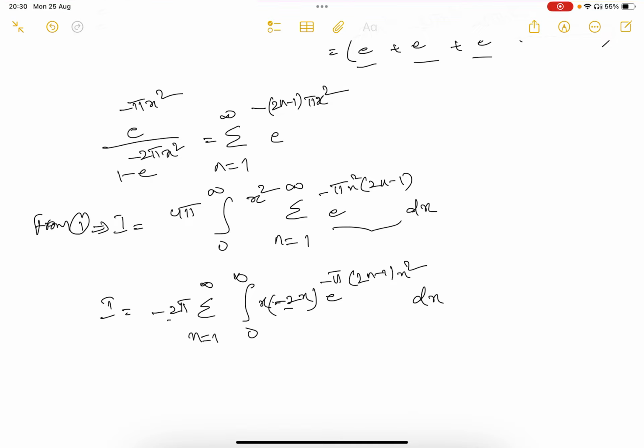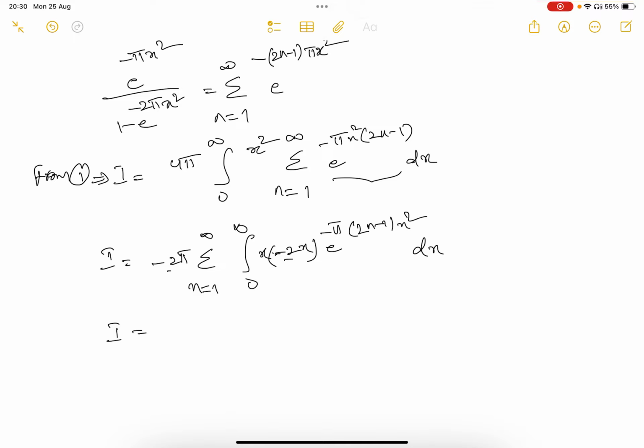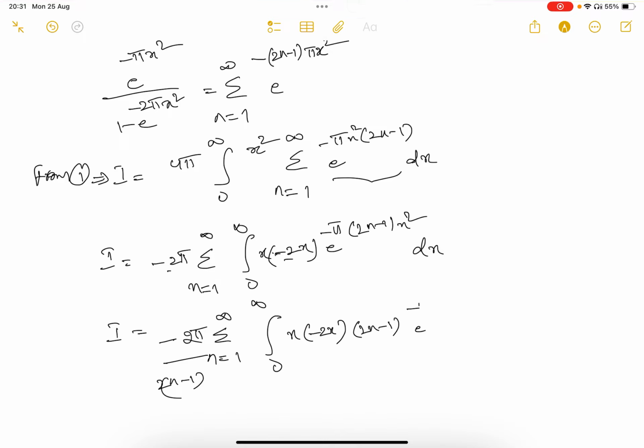You'll come to know why we have multiplied these numbers, because when we differentiate e power minus pi 2n minus 1 x square, it will be minus 2 pi into summation n equal to 1 to infinity, integral 0 to infinity, x into minus 2x into, let's multiply and divide with 2n minus 1, by 2n minus 1 into e power minus pi into 2n minus 1 x square into dx.